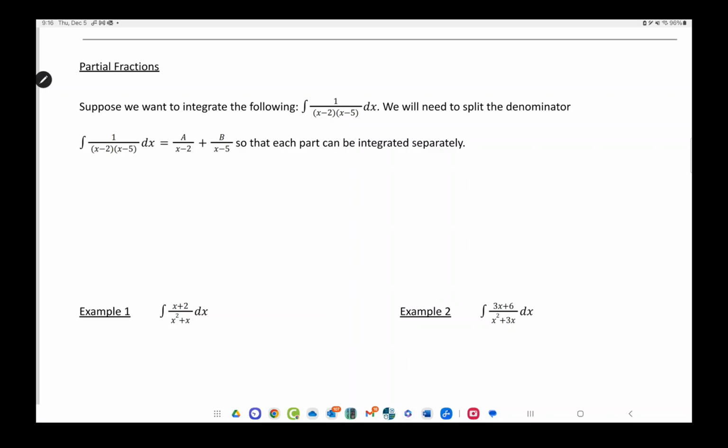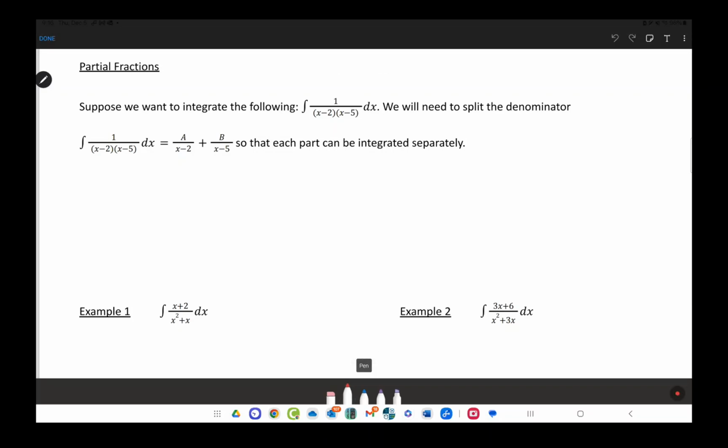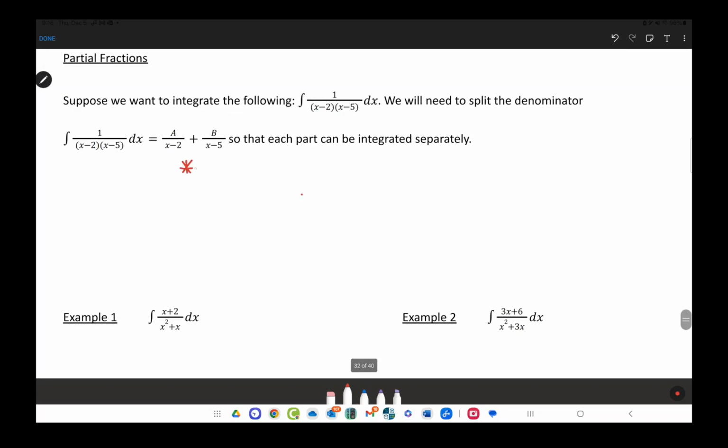So to separate partial fractions, we create two separate fractions, one with a numerator of A and one with a numerator of B. The idea here is we are going to multiply both sides by the common denominator.